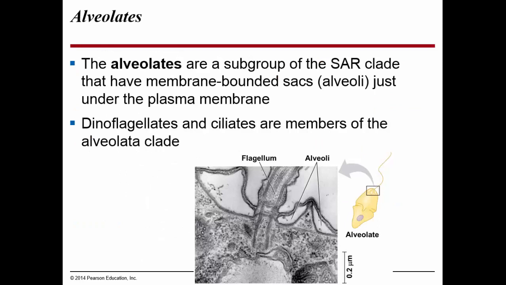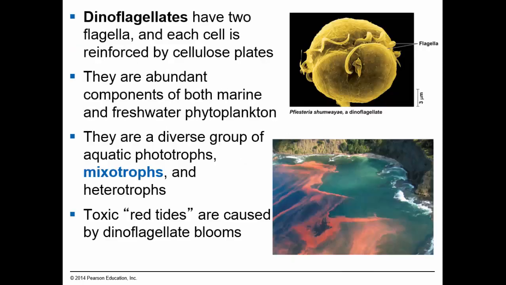The next group within the SAR clades is the alveolates. They're known for a specific type of membrane-bound sac found beneath the plasma membrane. It's named after the alveoli, which are the air-filled sacs in our lungs that assist with breathing. And the two primary groups within the alveolates are the dinoflagellates and the ciliates.